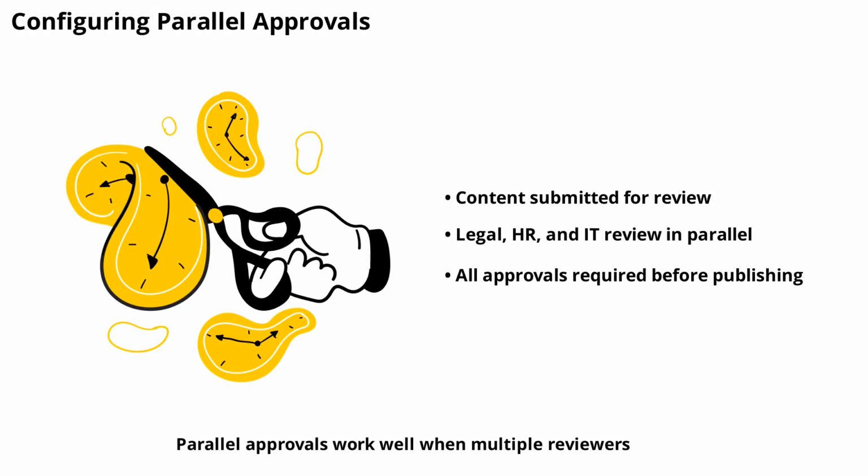Parallel approvals work well when multiple reviewers can check content at the same time. For instance, a new policy might need input from legal, HR, and IT departments. Set up your workflow so all reviewers are notified simultaneously and can approve independently. Once all approvals are received, the content moves forward. This approach speeds up the process for cross-functional topics.